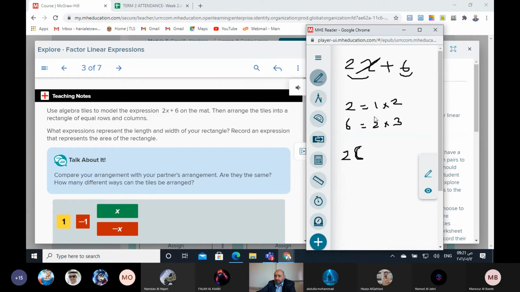Then take the first term and divide it by the GCF, by 2. 2 divided by 2 will be 1, and here we have x. Then 6 divided by 2 will be 3. So the factored form of this linear expression is 2 between parentheses, x plus 3. This is the meaning of factoring a linear expression.